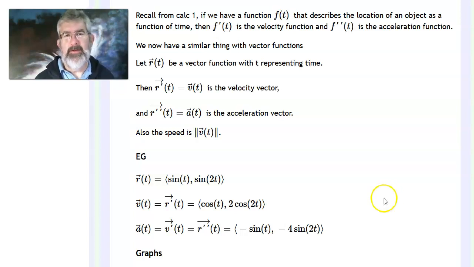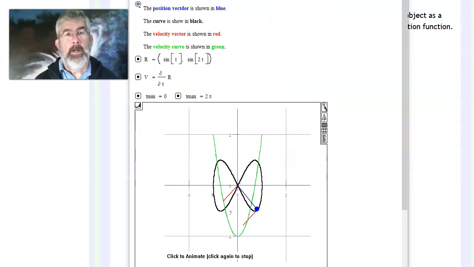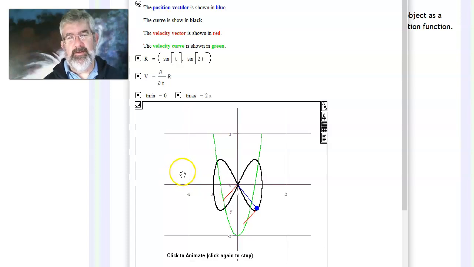Let's look at it geometrically. Let's look at a couple of graphs here. So the first picture that I want to show you here is this one. We have the same vector function as we just did as an example here, sine t, sine 2t. The velocity vector is described as the derivative of the position vector there. So in blue, I have both a blue dot and a blue vector. In red is the velocity vector, and in green is the curve described by the velocity vector, right? I mean, each time you take the derivative of a vector function, you get a different vector function. And so it's interesting, I think, to view this in a couple different ways.